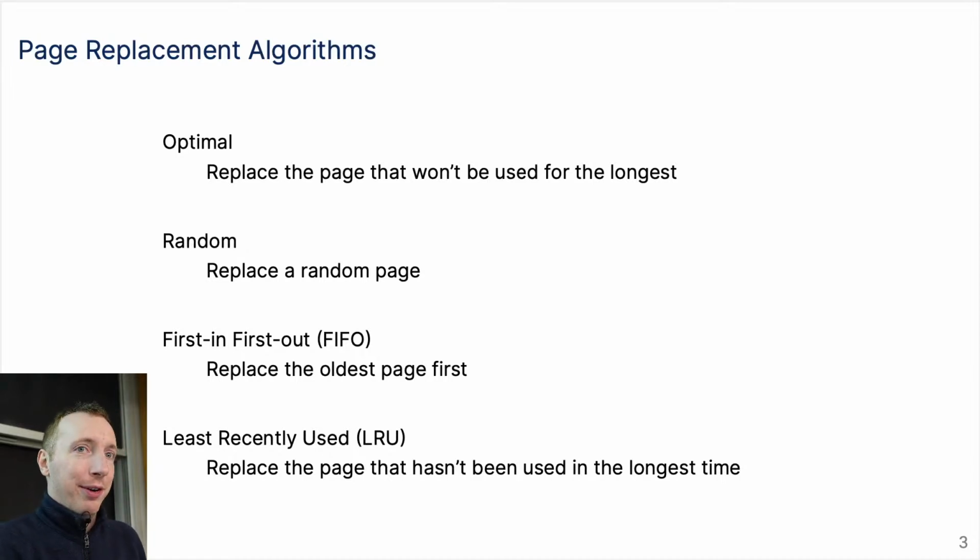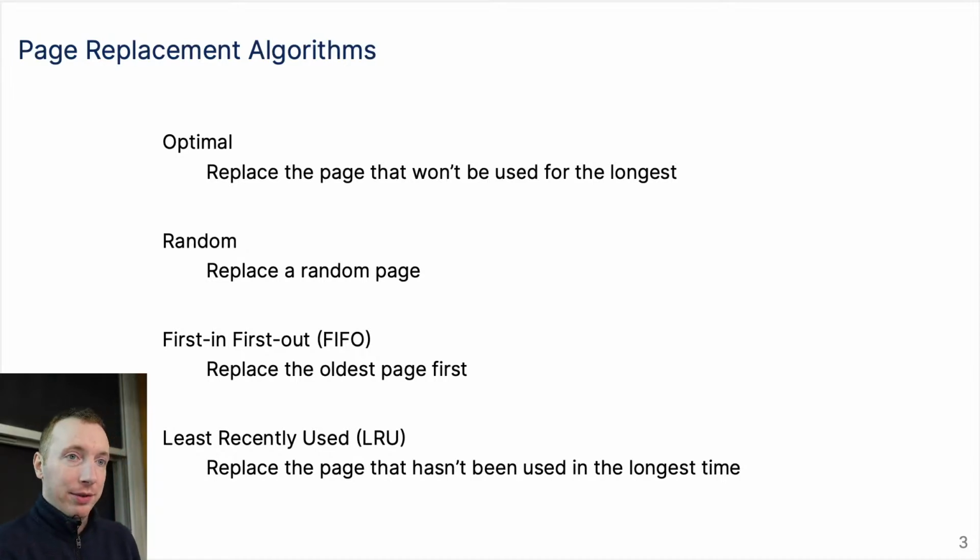And then there are a few other strategies. There is a strategy of just randomness where I just randomly replace a page, which surprisingly works quite well. There's our good old friend, first in, first out, which just replaces the oldest page first. It is a very easy decision and a very easy thing to implement, but it's probably not going to be the best thing. And then the last policy is the least recently used policy.